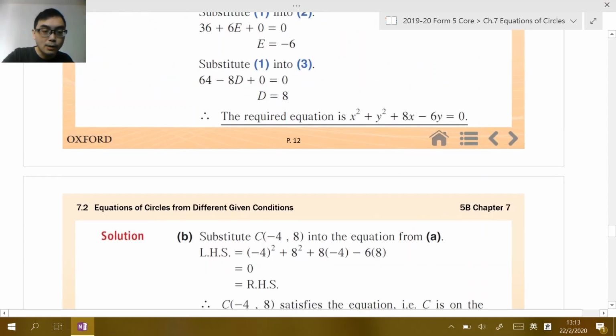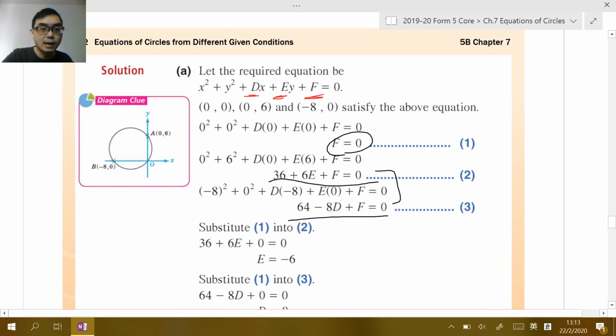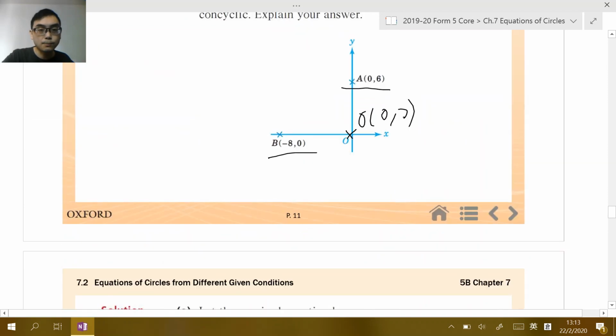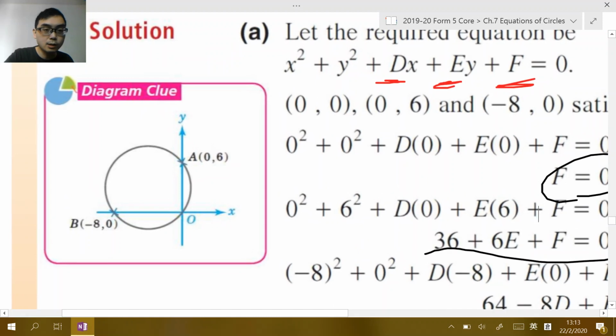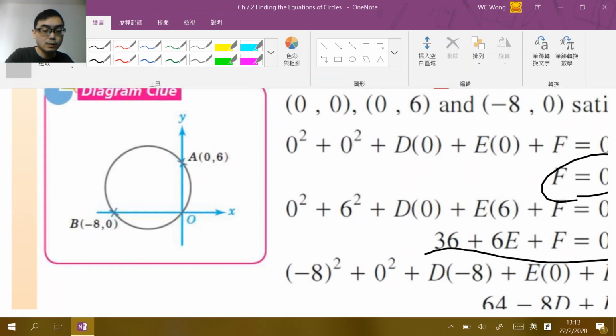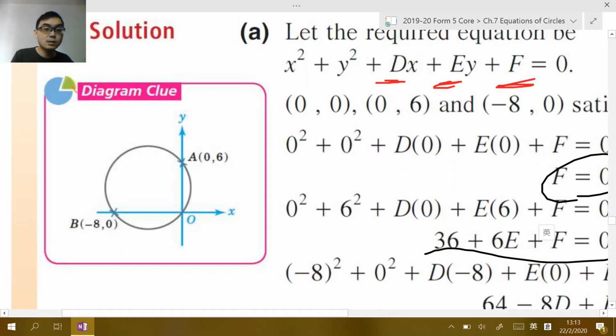But do remember that for doing this question, we can also use a property. When we take a look at the diagram here, the circle should be something like this, because the circle should pass through A, B and the origin O. If you notice, the angle between AO and OB, which is at point O here, should be a right angle, because this is a rectangular coordinate plane, so it's just one right angle.